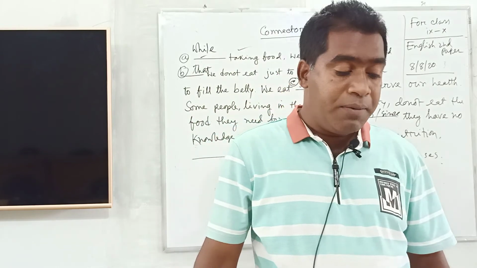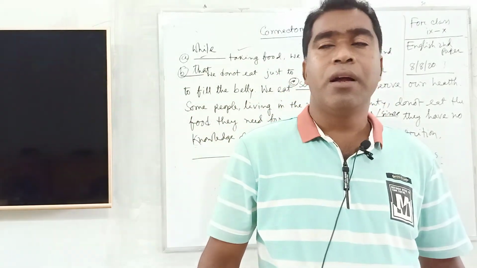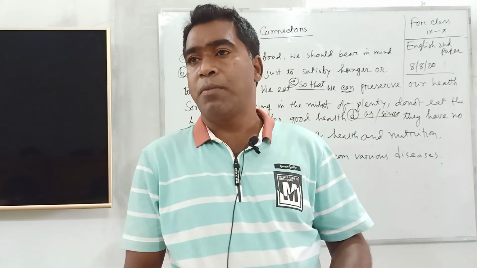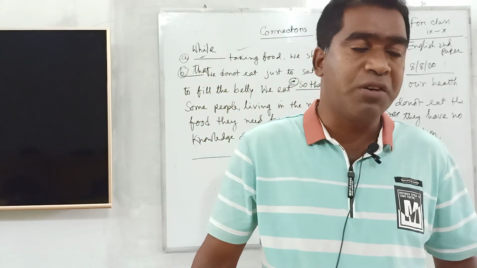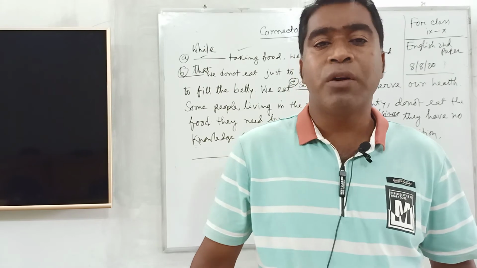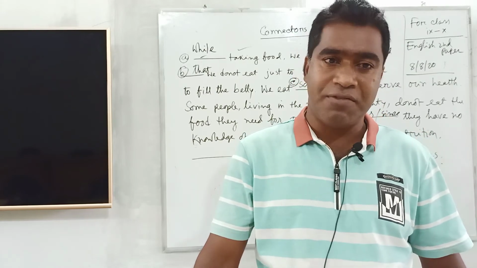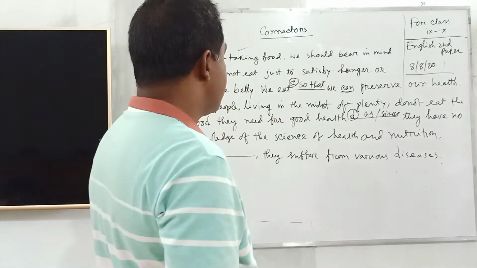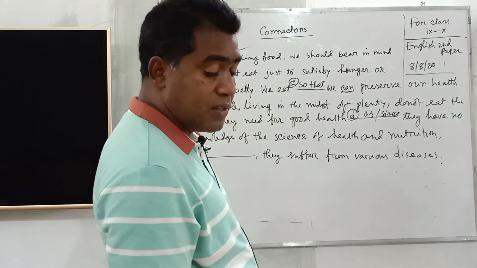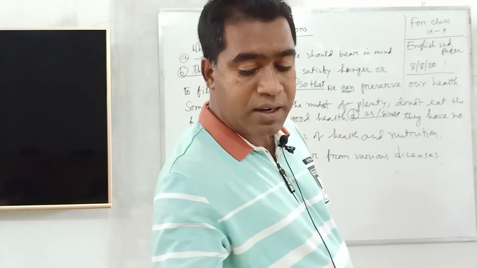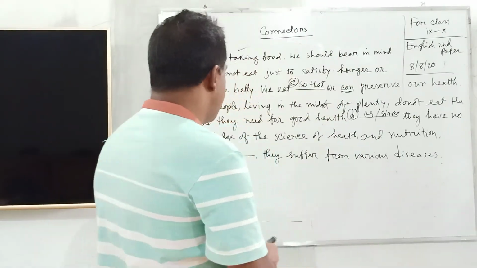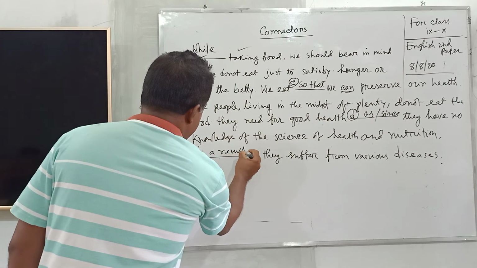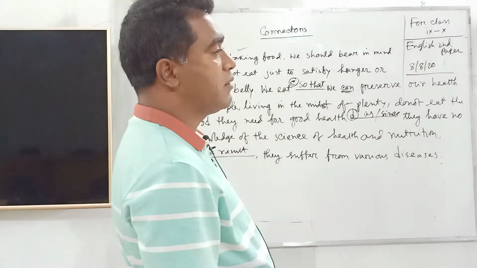That means if they don't have any idea about eating food or about its good side or bad side, what will be? Then they may suffer. So the answer will be here: therefore they suffer from various diseases. You can use here therefore or as a result, easily. As a result, they suffer from various diseases.